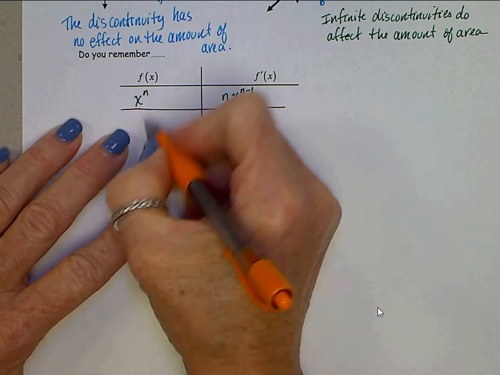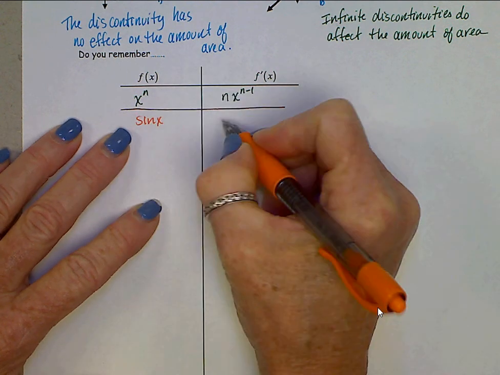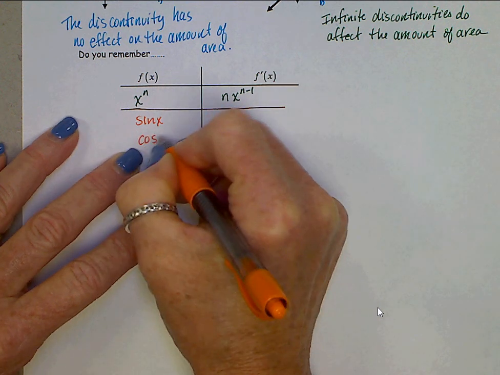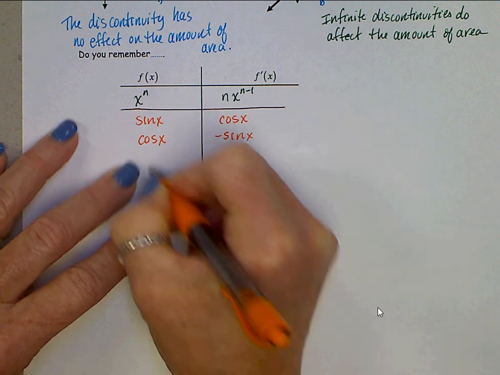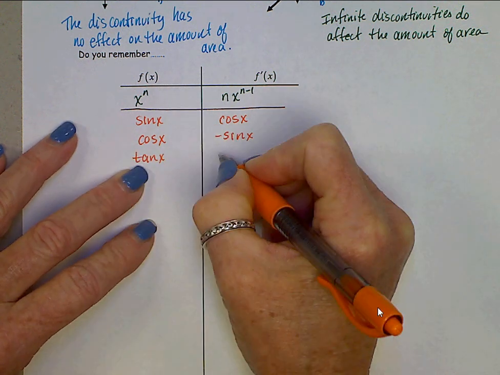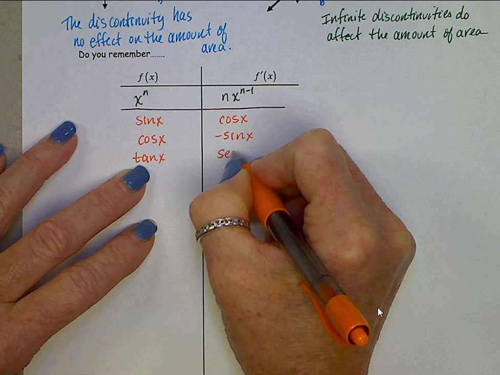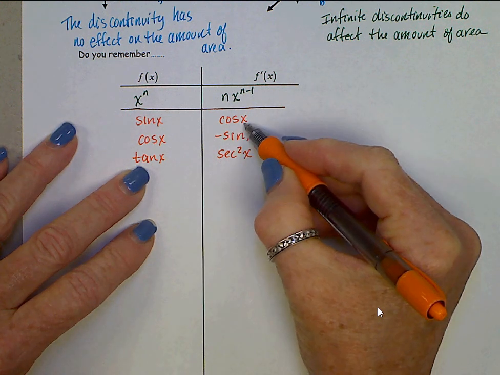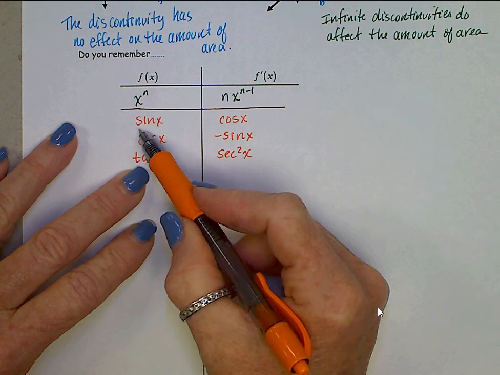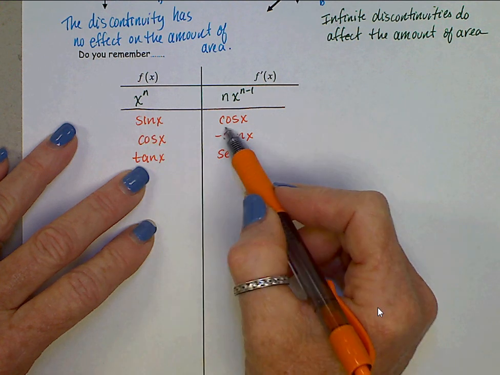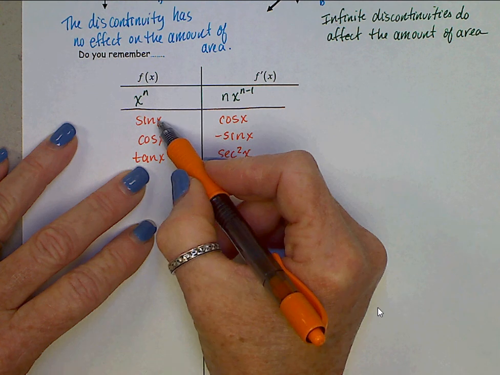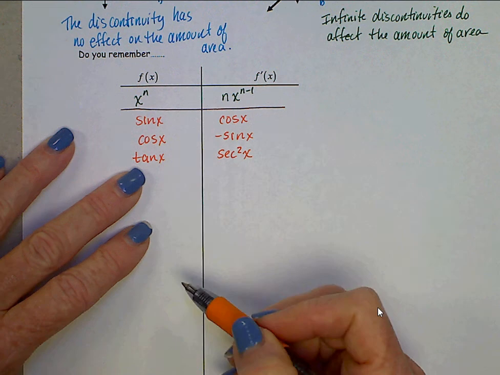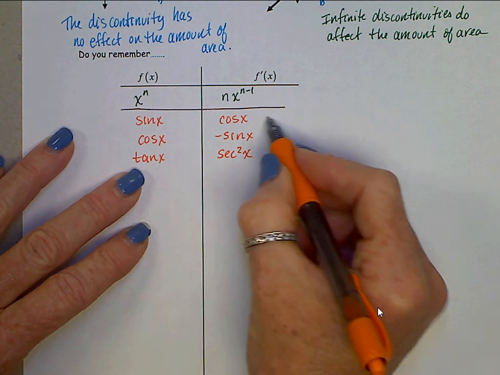The trig functions: the derivative of sine x is cosine x. The derivative of cosine x is negative sine x. The derivative of tangent x is secant squared x. Now notice, I am just writing these as cosine x, whereas first semester you probably memorized them as the derivative of sine u is cosine u times the derivative of the u. Well, I'm just handling this x here, not some other u function in there. So there is no times the derivative of the u here.